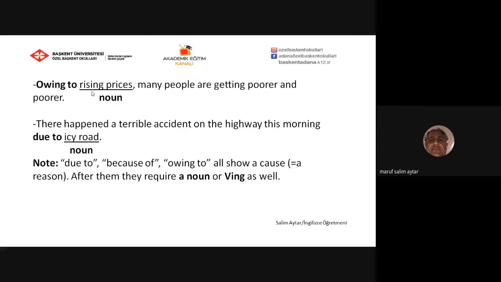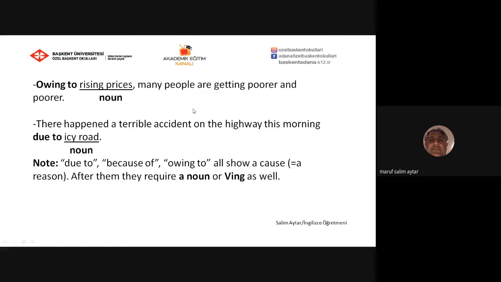Owing to rising prices. See, owing to means because of, it means due to. After owing to, we need to have a noun. Owing to rising prices, many people are getting poorer and poorer day by day.